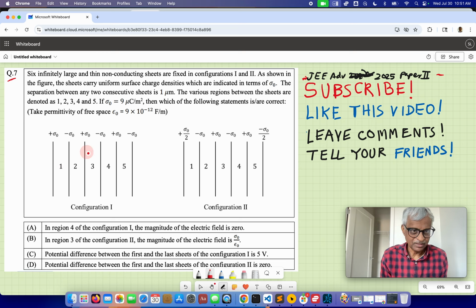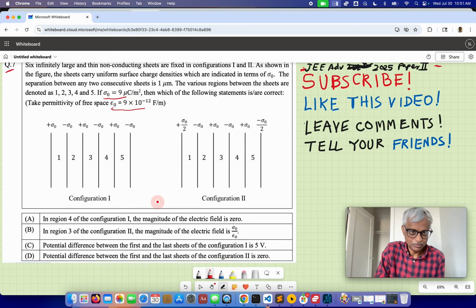So there are these infinitely large thin plates. They have different amounts of charges, and these are 5 regions. They also give the sigma 0 value, and they also keep it simple. Permittivity is just free space or vacuum. So this is all vacuum. And there's another configuration in which the end plates' charges have been cut in half, but the middle plates remain the same. And so the question is about these 4 parts.